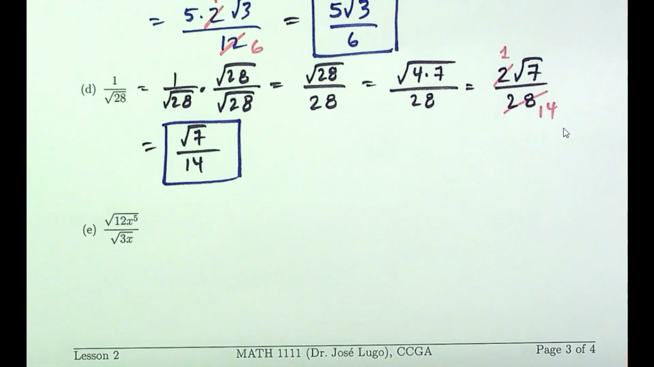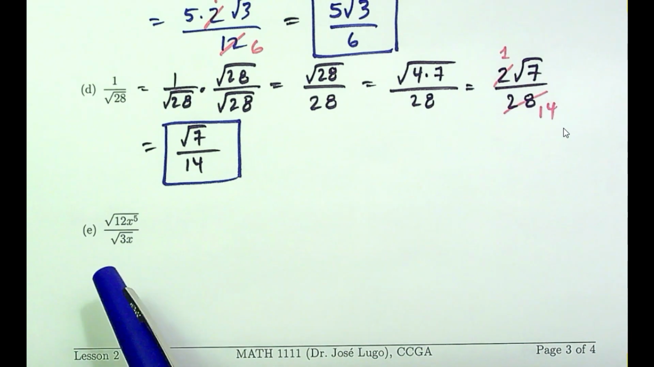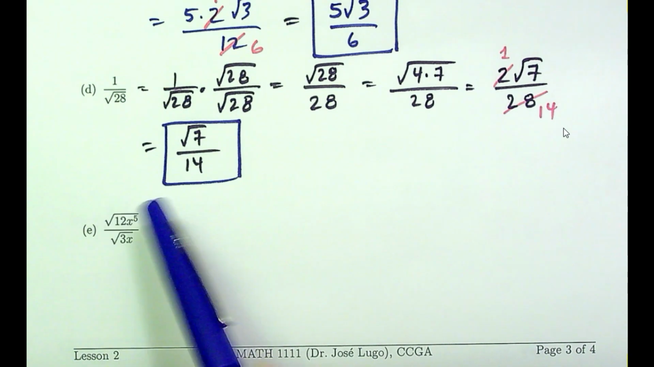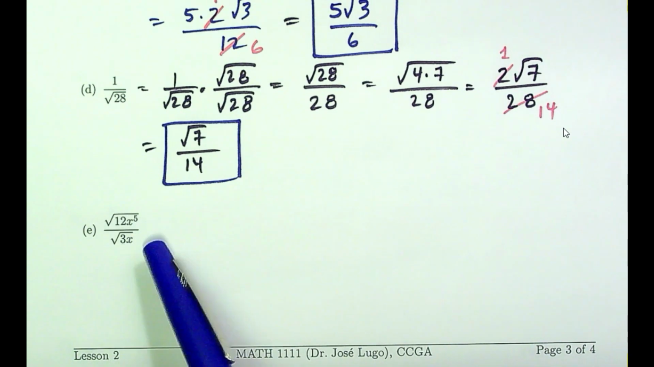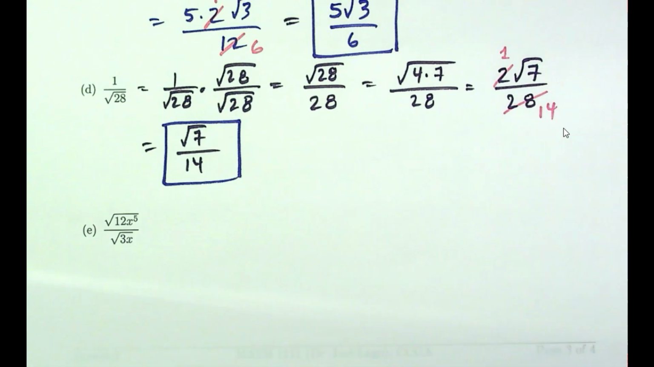Now let's do some with variables. It really doesn't change the method; you can do it exactly the same way. However, for this one in particular, there's a little bit of a shortcut, because you have square roots on both top and bottom. The whole numerator is a square root of something, and the whole denominator is a square root of something. So you can use this property of radicals backwards.